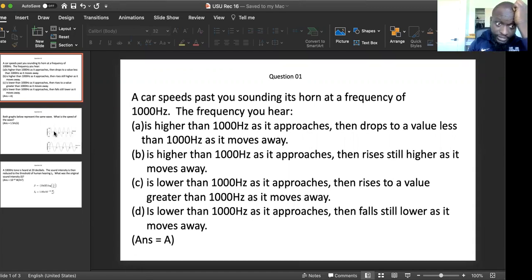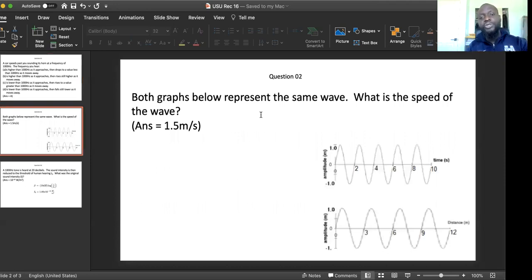Okay. Then the second problem says both graphs below represent the same wave. What is the speed of the wave? So one is in time, the other one is in distance. So don't use both, so do the time one. Your period here is 2 for one cycle. This is what I was explaining in the homework problem. So you have one amplitude up, one amplitude down, that's two amplitudes, then one amplitude down, one amplitude up. So you always have 4 amplitudes in one cycle.